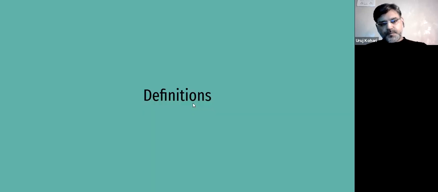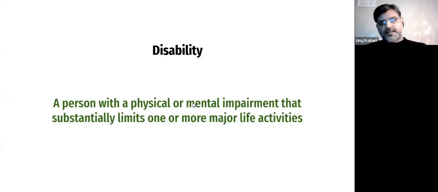We'll quickly look at certain definitions of what is generally understood as disability. A person with a physical or mental impairment that substantially limits one or more of their life activities. They actually want to do certain things, but because of certain impairments they have, they're unable to do things which otherwise they would have done.